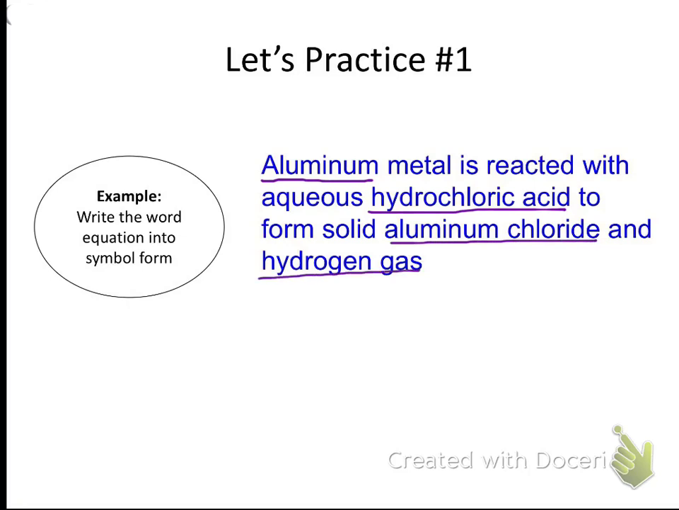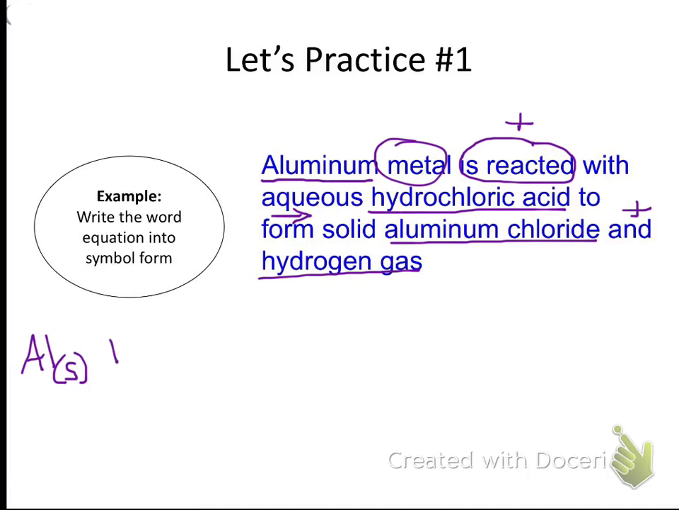Here are some important things. Is reacted, that means that's plus, with aqueous hydrochloric. To form, that's where our arrow is going to go. Aluminum chloride and, okay, so let's start taking this apart. Aluminum metal, we have to know the symbol for aluminum is Al. The word metal tells us what state it's in. We know that at room temperature, aluminum is a solid.